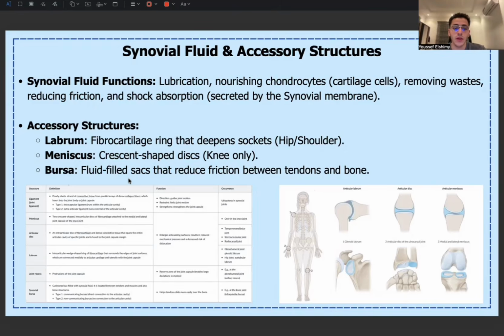Then we have the bursa, which is a fluid-filled sac that reduces friction between tendons and bones. So fluid in general, like synovial fluid or the fluid-filled sacs, reduces the friction between structures. And bursa is basically a fluid-filled sac that reduces the friction between tendons and bones.